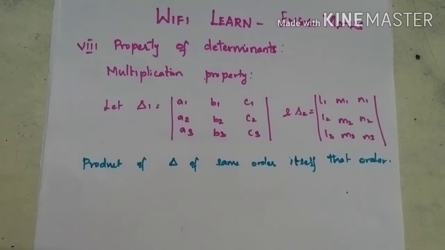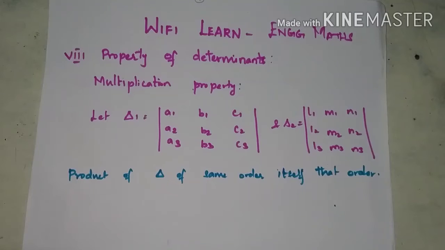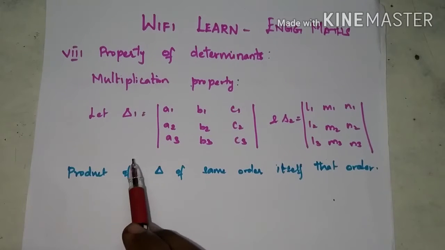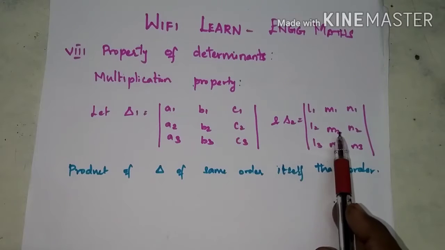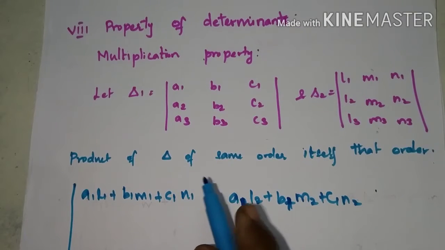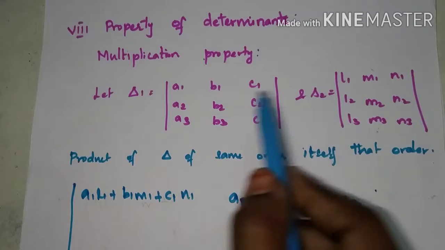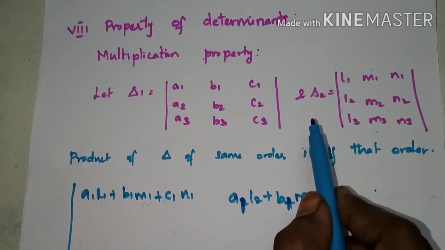Okay, let's continue the topic and let's see some of the problems related to properties of determinants. The last property we have to see is the multiplication property. In the multiplication property, the multiplication is done with two determinants of the same order. That is, I'm taking a determinant of third order as del 1 and a determinant del 2, again with the same order. Now let us see how two determinants are multiplied by forming a third determinant.